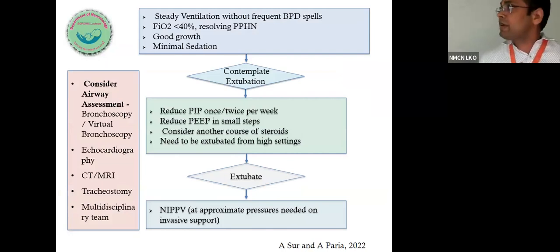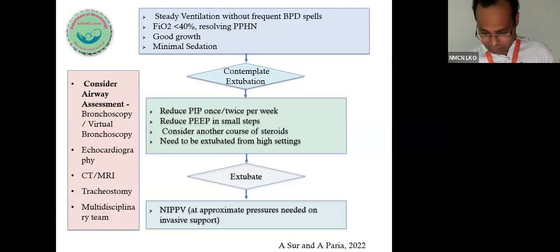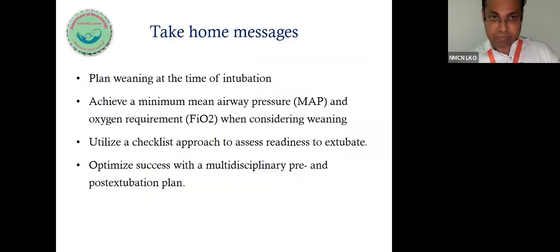If the baby is not improving, then we can consider bronchoscopy or virtual bronchoscopy. Suppose the child is having frequent BPD spells, in this scenario bronchoscopy can be considered, or if there is no improvement, then echocardiography for pulmonary artery pressure assessment, and CT or MRI with virtual bronchoscopy can be done. Tracheostomy can be done, which reduces the work of breathing, and there is better oromotor development and neurodevelopmental outcome. A multidisciplinary team approach with the help of the ENT specialist, nutritionist, and nurses can be taken.